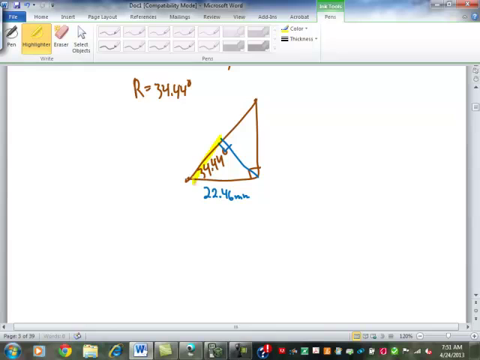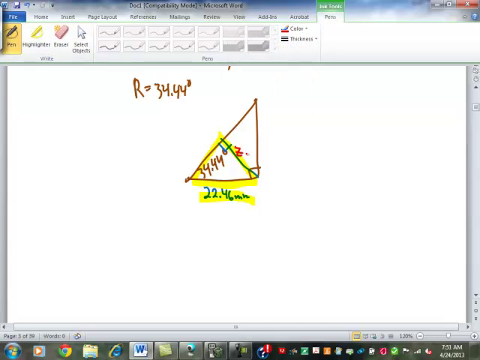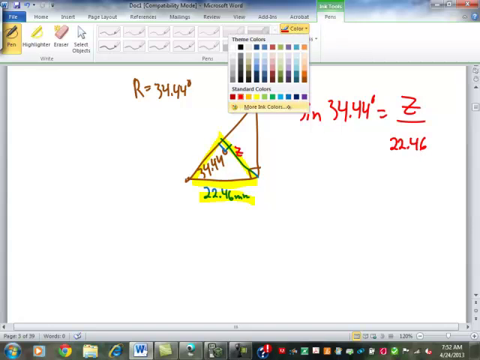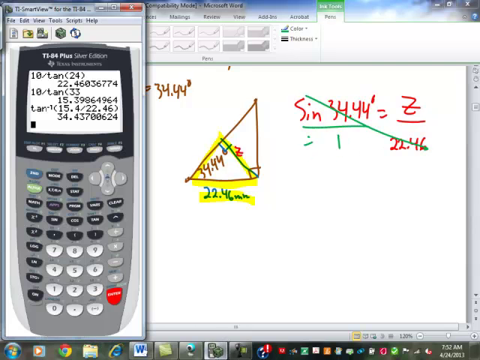Now again, in this triangle that we've just created, this is the hypotenuse now instead of one of the legs. And what we're looking for here is the opposite leg. So we're dealing with a sine of 34.44 degrees equals that opposite leg over the hypotenuse of 22.46. Everything's kind of switched spots because we're looking at a different triangle now. So now let's cross multiply and divide this way. That's just going to be the sine of 34.44 times 22.46. Gives us 12.70.